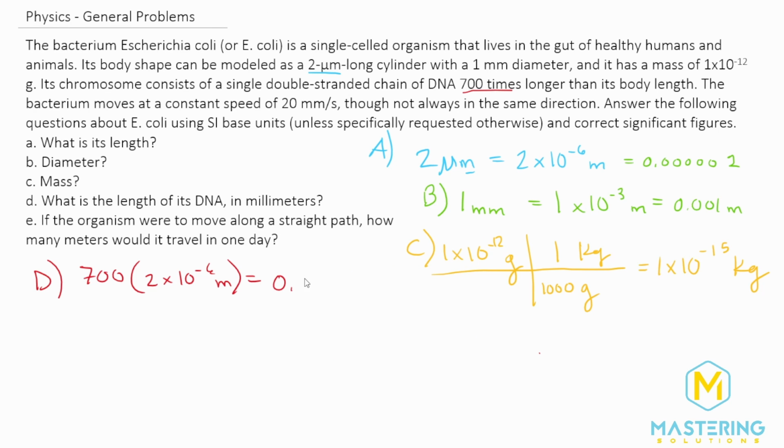So we have 0.0014, and that will be meters. We can put this into scientific notation, and here's 1, 2, 3. So we have 1.4 times 10 to the negative 3 meters. And if you remember, 10 to the negative 3 stands for milli. So you could also put millimeters, but we obviously want SI base units, so we'll leave it here.